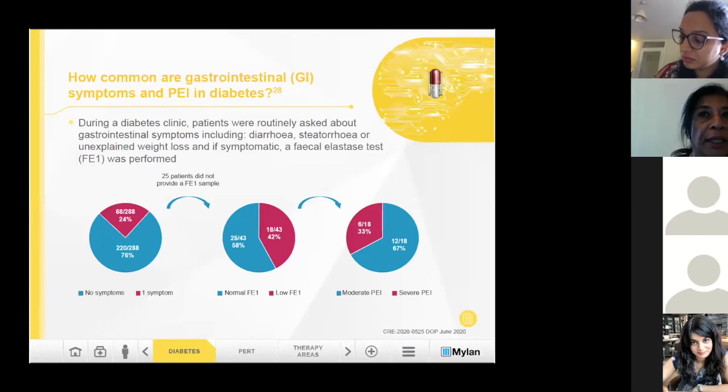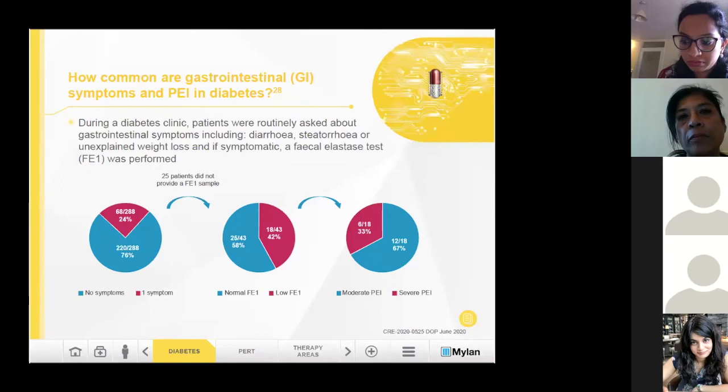A direct function test is the secretin-CCK test, which is accurate, and an indirect test, which is now used more in clinical studies, is the fecal elastase test, which is non-invasive and more practical. However, these studies have been largely historical, starting in the 1940s, involving very small numbers and not necessarily relating them all to GI symptoms.